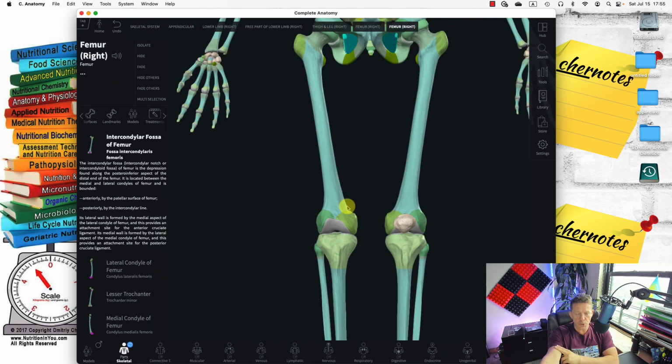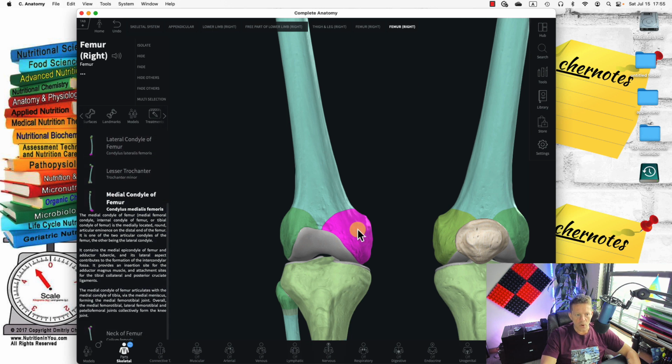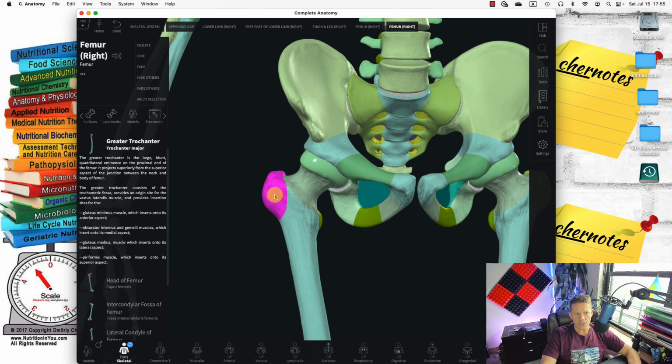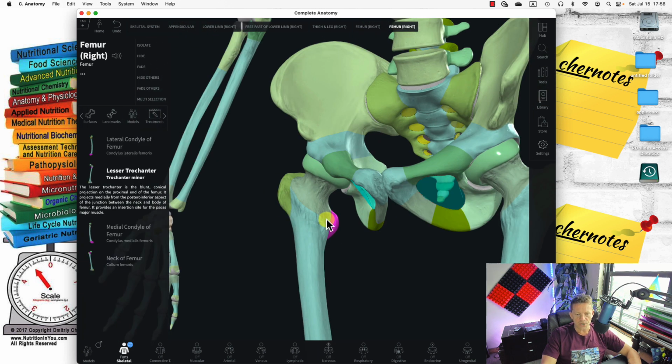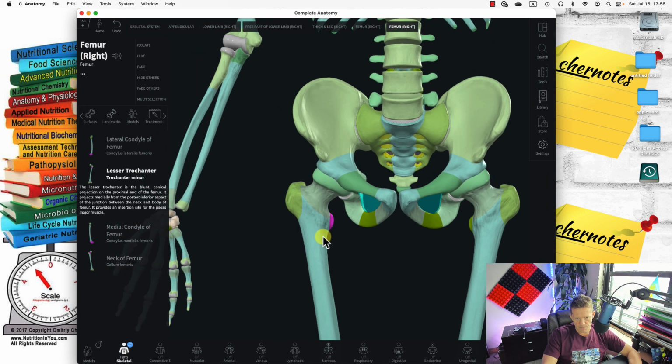Similar to the humerus, and remember we discussed that the humerus has medial and lateral epicondyles, the femur also has medial and lateral epicondyles, and you see it's pointy to the medial side. Also, two important landmarks are the trochanters. This is the greater trochanter, and this is the lesser trochanter. That's for the muscle tendon attachments.